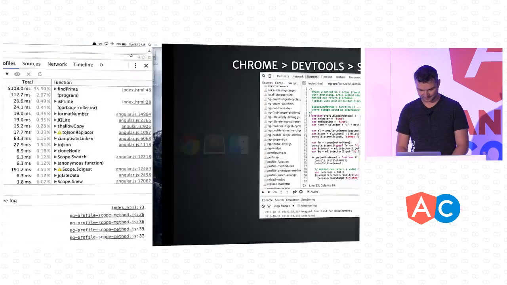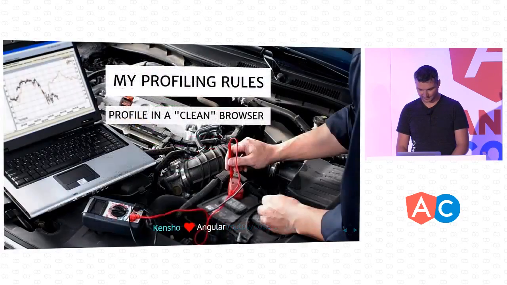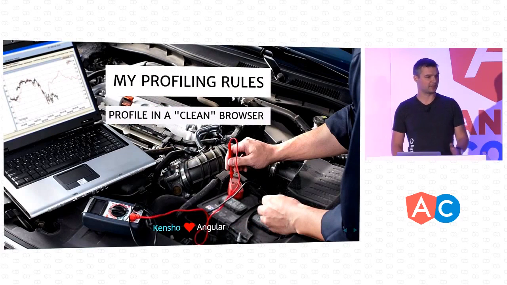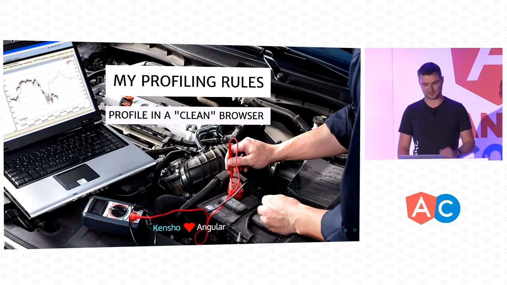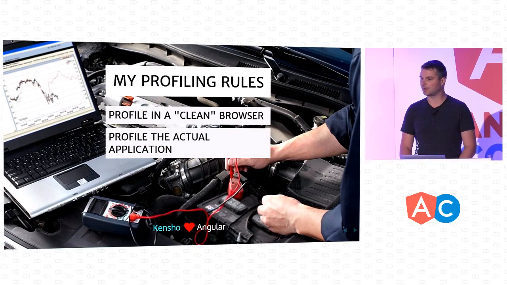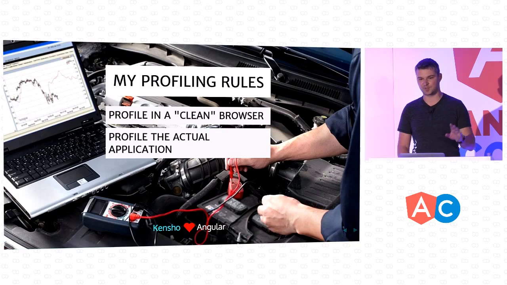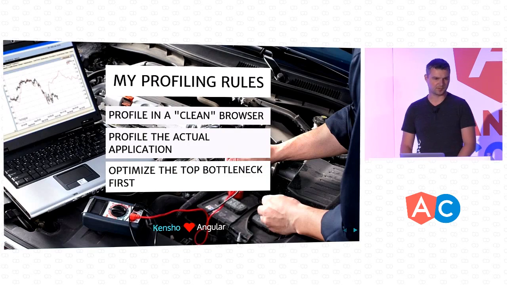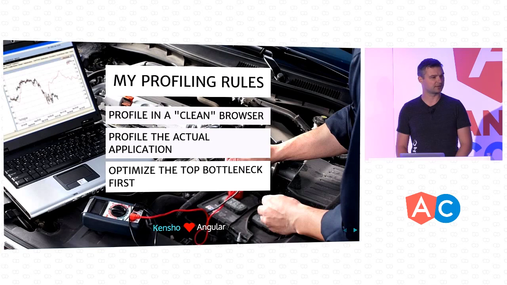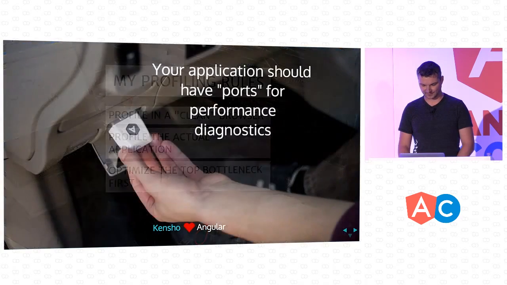Some more examples. So my profiling rule. As you noticed, I switched to Chrome Canary. I'm using a different browser, so that no Chrome extensions, nothing affects the performance. I profile the actual application, not the little benchmarks, they're useless. And always try to concentrate on the top bottleneck. Don't try to optimize something you think will matter if it's not shown to be the top bottleneck.